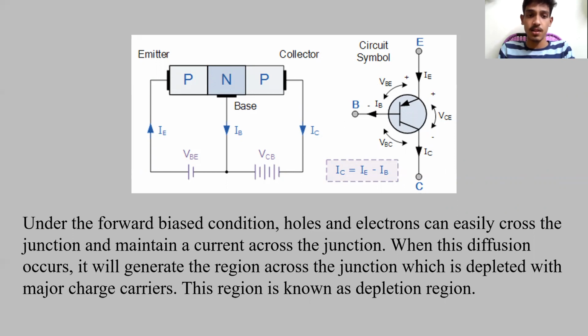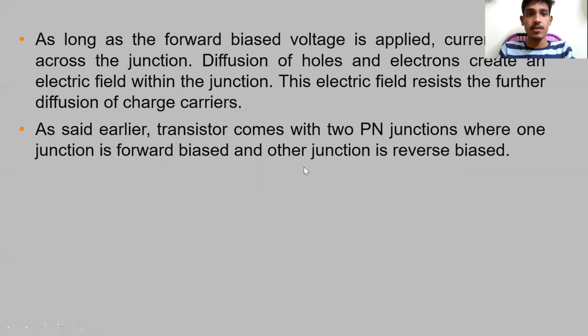When this diffusion occurs, it will generate the region across the junction, which is depleted of the major charge carriers. This region is known as depletion region. So here occurs the depletion region where it becomes thinner, so it is easy for the current to flow. As long as the forward bias voltage is applied, current flows across the junction.